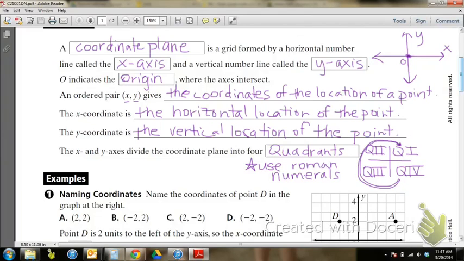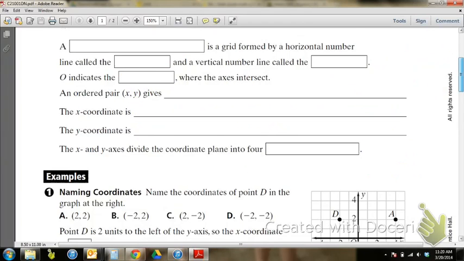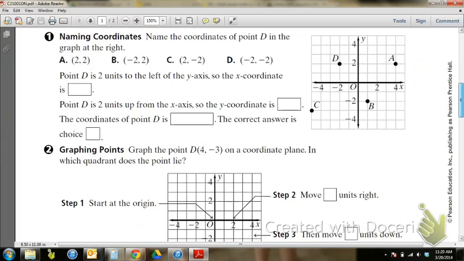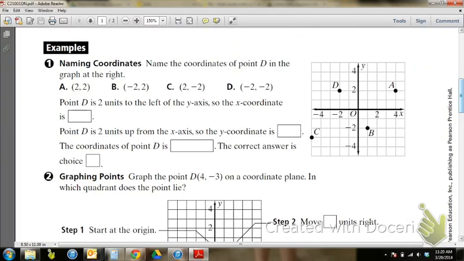Okay, so now we're going to actually try to name some of this stuff. So pause the video if you need to before scrolling down. All right, so here we go. Let's take a look at the first example. Name the coordinates of point D in the graph. So here's point D. And these are my options, A, B, C, or D. It's a multiple choice question.